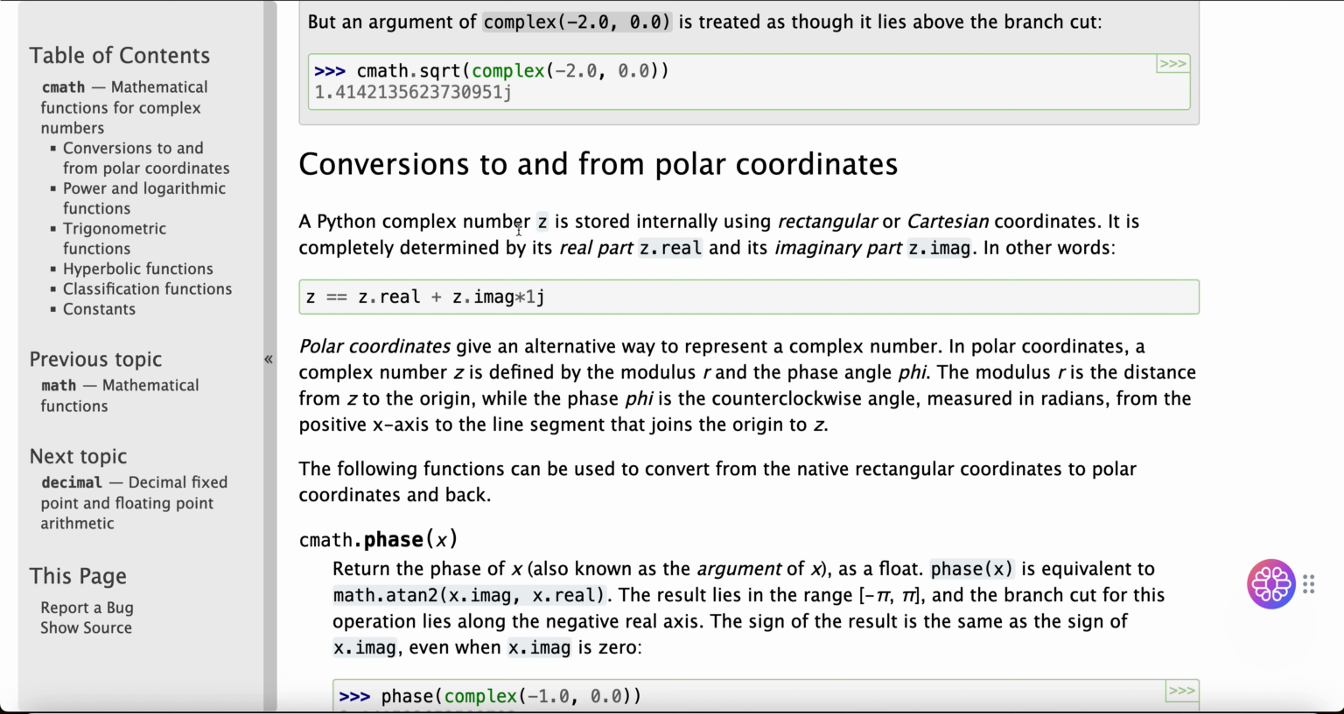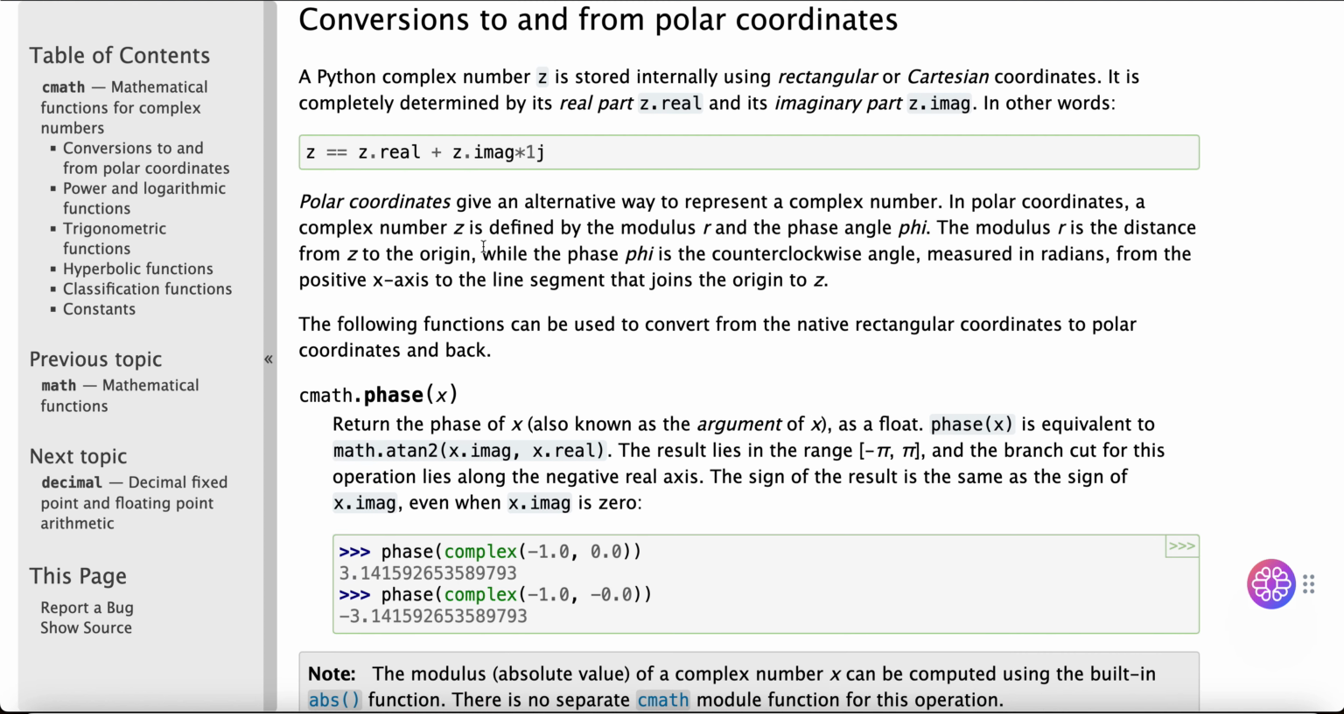Conversions to and from polar coordinates. A Python complex number z is stored internally using rectangular or Cartesian coordinates. It is completely determined by its real part z.real and its imaginary part z.imag. In other words, z is equal to z.real plus z.imag times 1j.